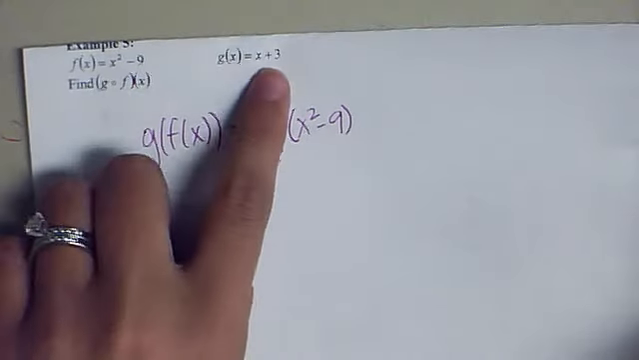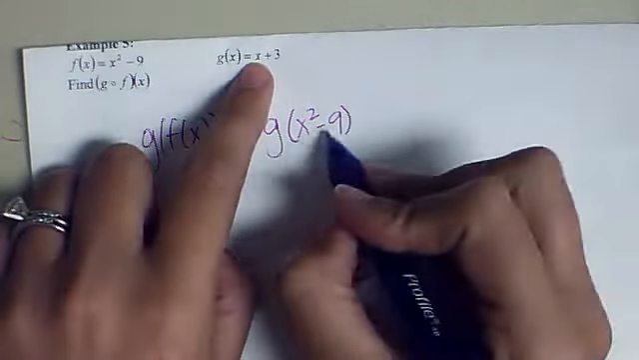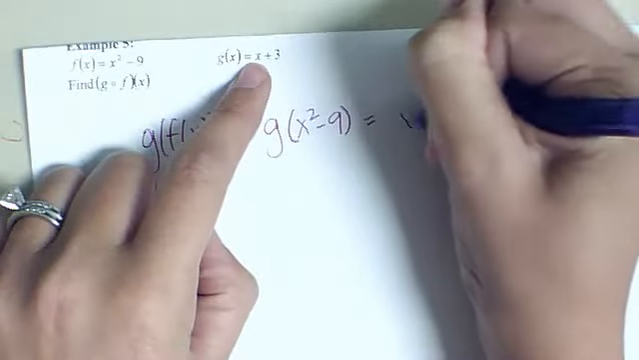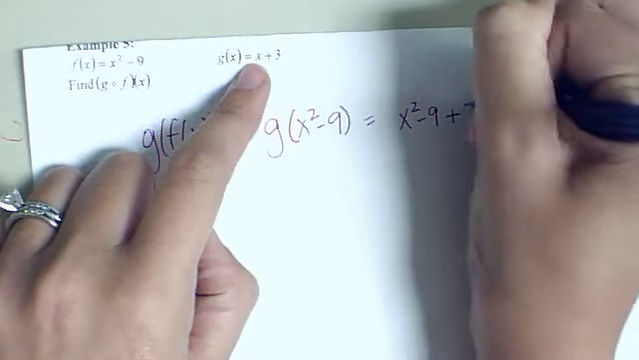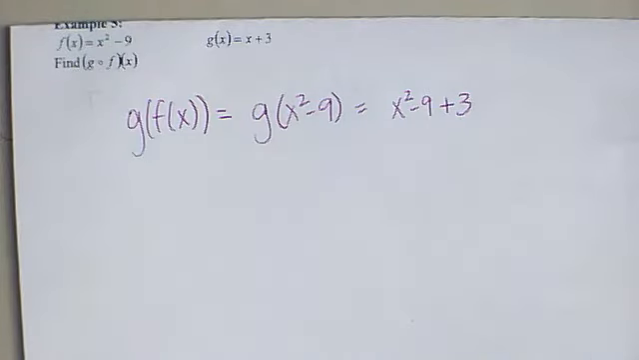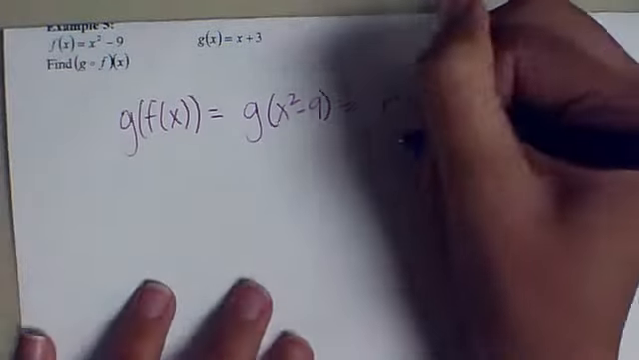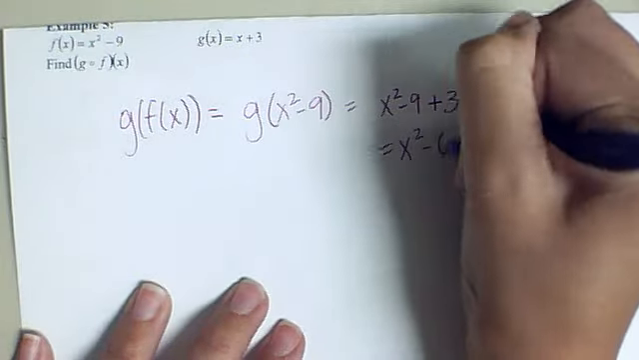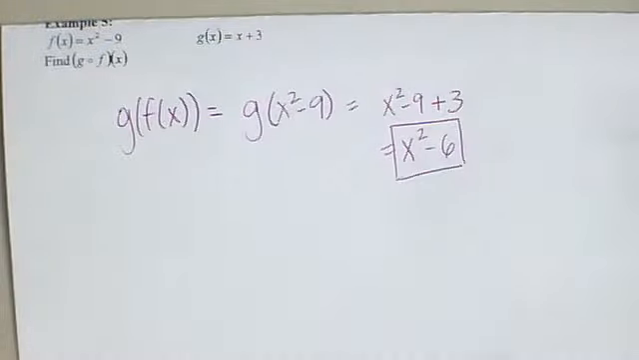Now I'm going to go to my g function, and where I used to see x, replace it with the new x. So I have x squared minus 9, and then plus 3, because that replaced just my x value. Now I've got x squared minus 9 plus 3, and I can simplify that by adding negative 9 and positive 3, and I get x squared minus 6. And that's my final answer.